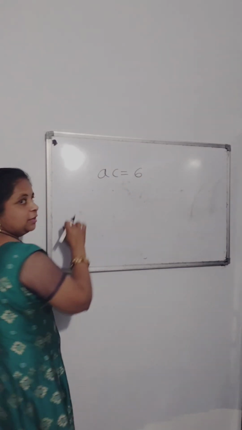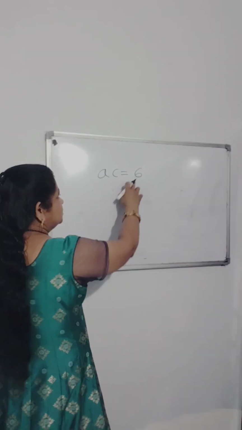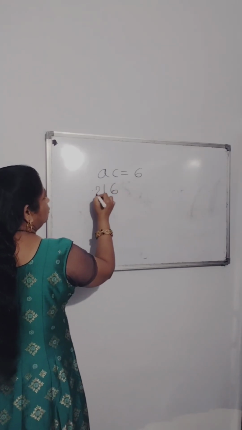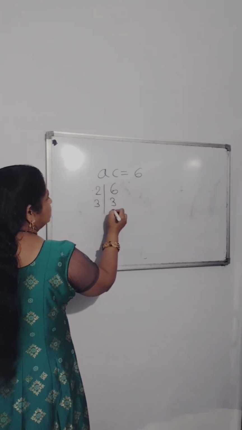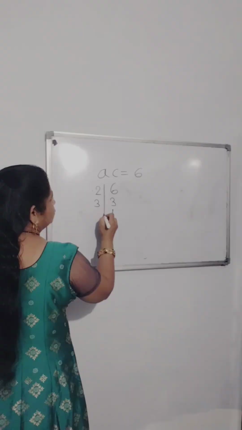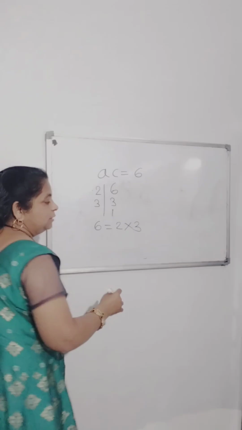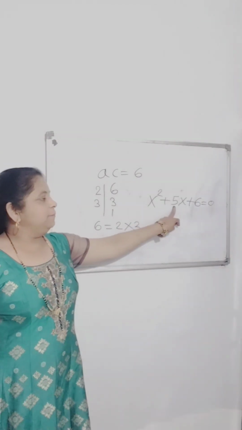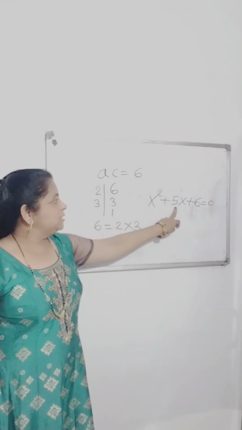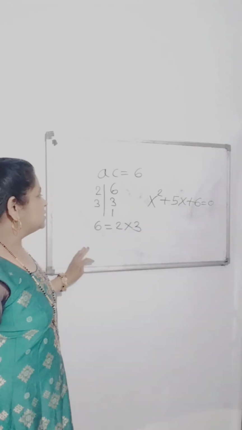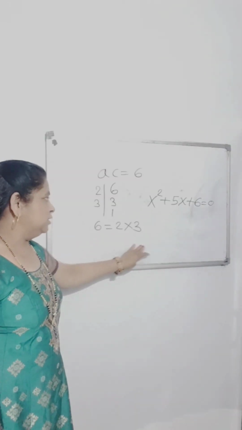We find the factors of this ac, that is, the factors of 6. The factors of 6 are 2 times 3 is 6, and 3 times 1 is 3. So 6 can be written as 2 multiplied by 3. The middle term is 5x, so we split this 5x into b1 and b2.